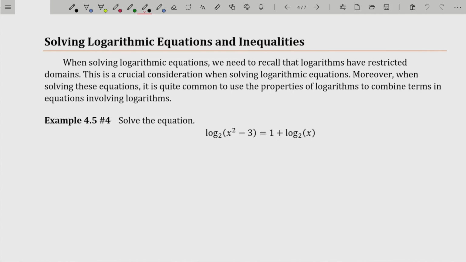A few notes here. When solving logarithmic equations, you have to remember that logarithms have restricted domains. This ends up being a major issue because you'll get to answers that you might think, without checking, are correct, but those answers might cause the argument of the logarithm to become negative. If that's the case, then that is not considered a solution, because logarithms can't have negative arguments or zero arguments. So that's something to be hyper aware of as you're solving logarithmic equations.